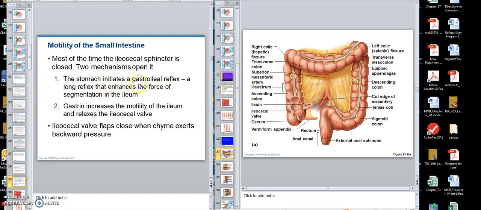So the stomach initiates a gastroileal reflex, from the stomach to the ileum, that enhances the force of segmentation in the ileum to get things moving and clean the ileum out. First of all, to get the last part of absorption, and then to clean it out. Gastrin increases motility also. Remember, there are 2 gastrins. One is produced in the stomach and the other in the small intestine, and they also try to open that valve so you can clear out into the large intestine.